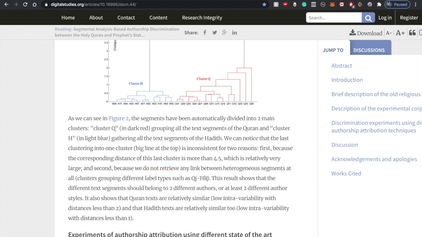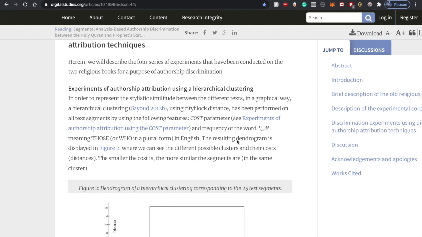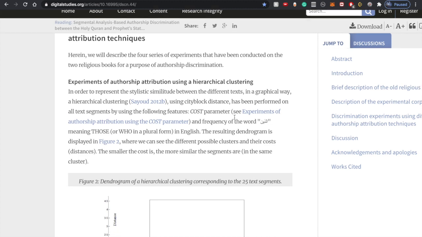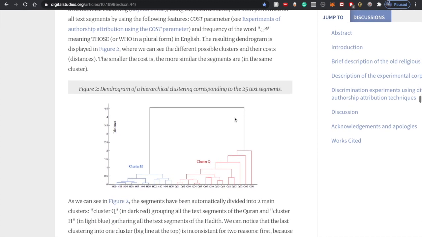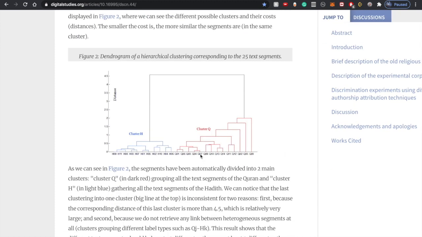Point is, the results show that the different text segments should belong to two different authors, at least two different author styles. It also shows the Quranic texts are relatively similar and the Hadith texts are relatively similar too, right? So when they did the cost test here, or what cost is again, it's the last two words ending the same way, and also in this case they were looking at the frequency of the word allazina, which means those.